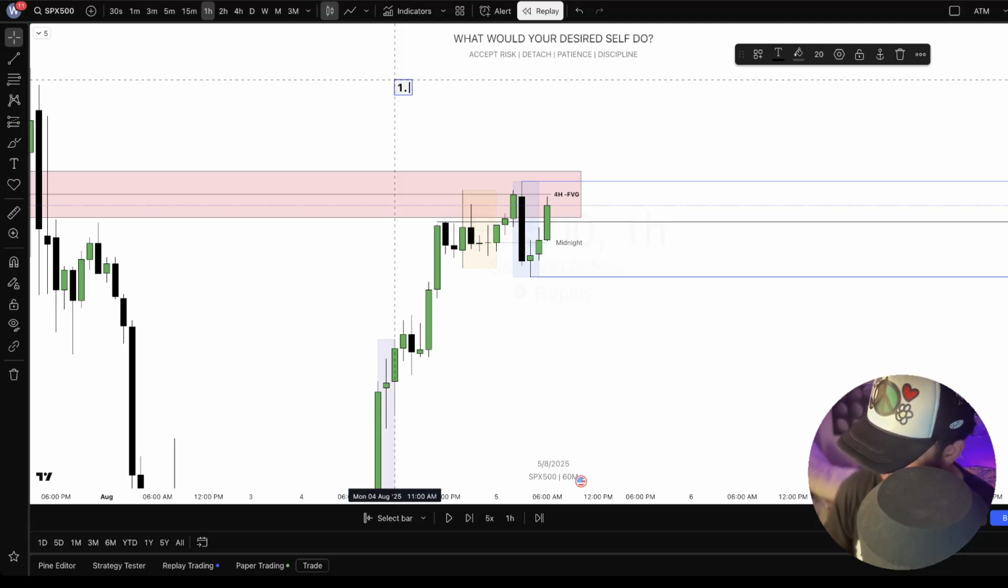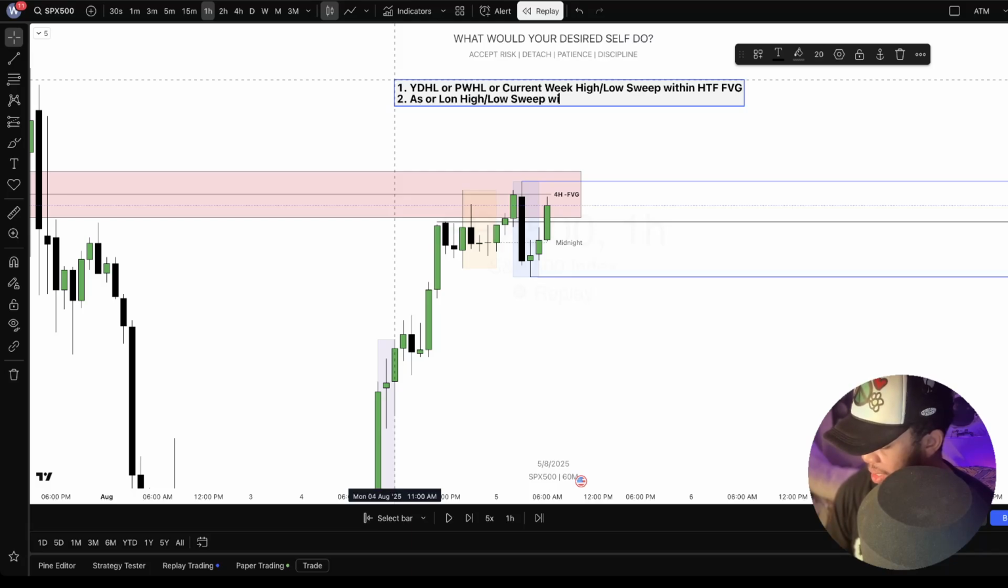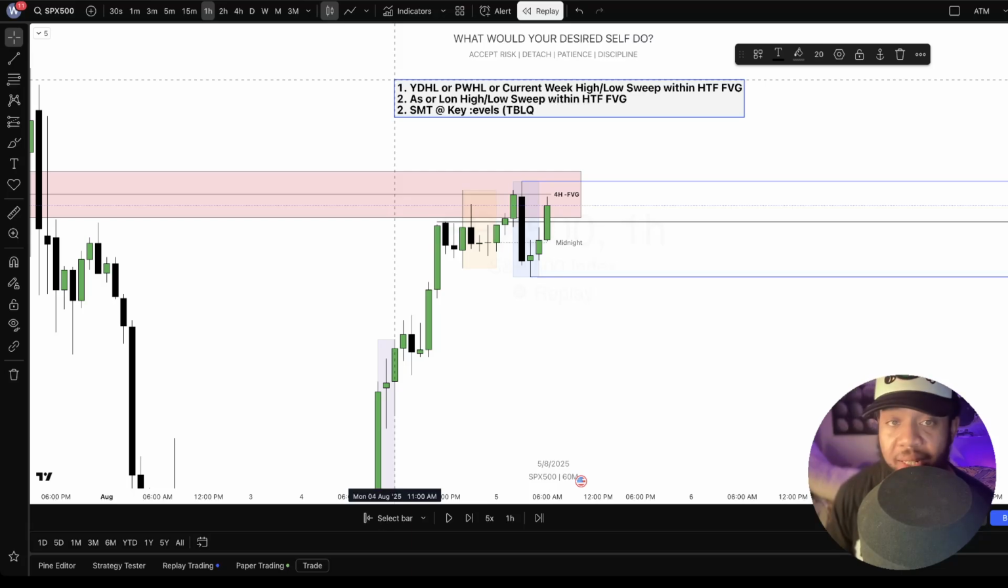So we got yesterday high, low, or previous week high, low, or current week high, low, sweep within high time frame FVG. Then we got Asian or London high, low, sweep within high time frame, or SMT at key levels, aka time-based liquidity.